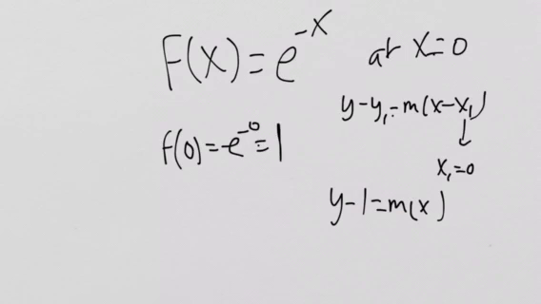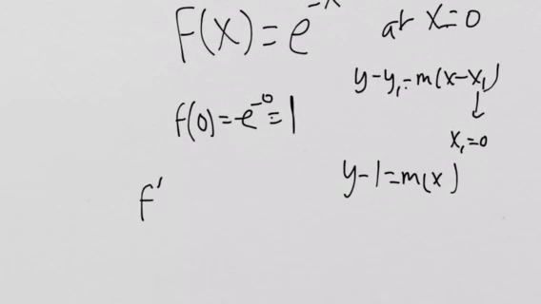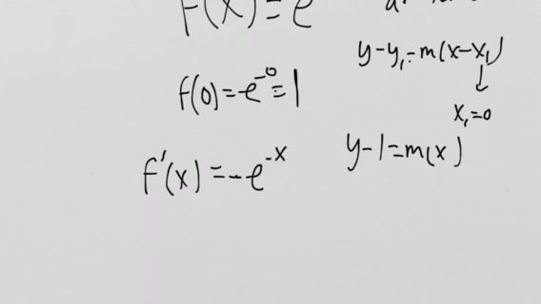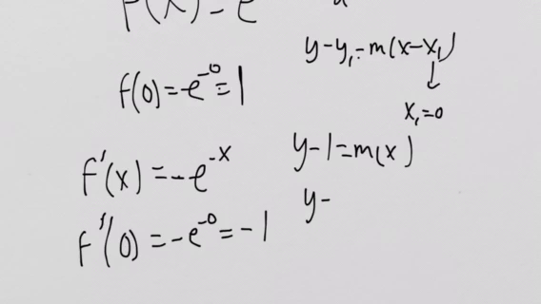So now we need to figure out what m is, our slope, by finding f prime. We have a chain rule here, because it's e to the negative x. The derivative of e to the blah is e to the blah, multiplied by the derivative of blah. The derivative of the exponent is just negative 1. So we get negative e to the negative x. Then what's our slope? F prime of 0 is just going to be negative e to the negative 0, which is negative 1. So our slope is negative 1. We have y minus 1 equals negative 1 times x. So that's the equation of our tangent line.